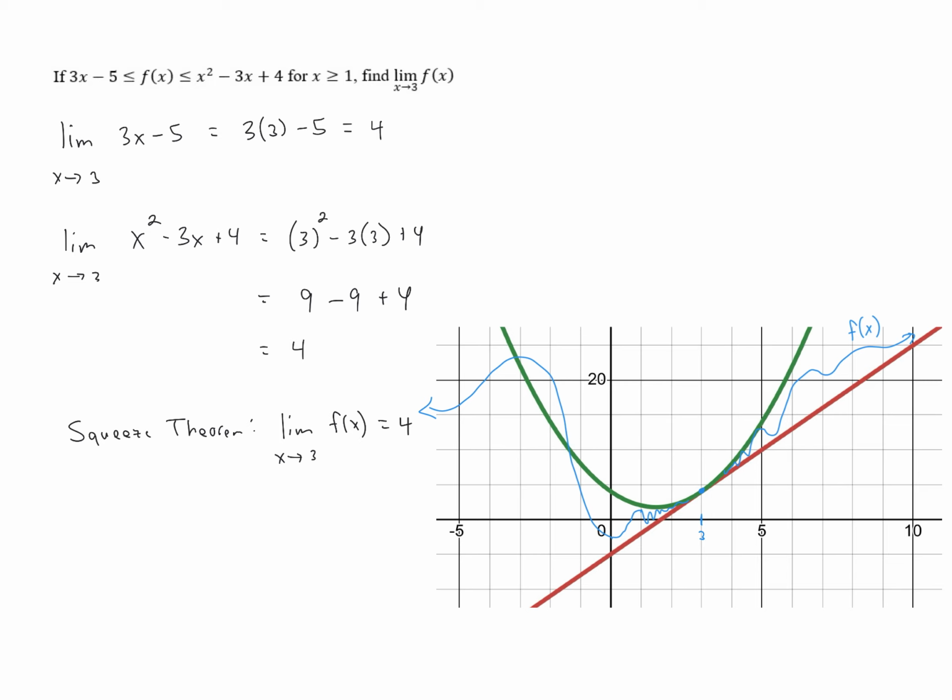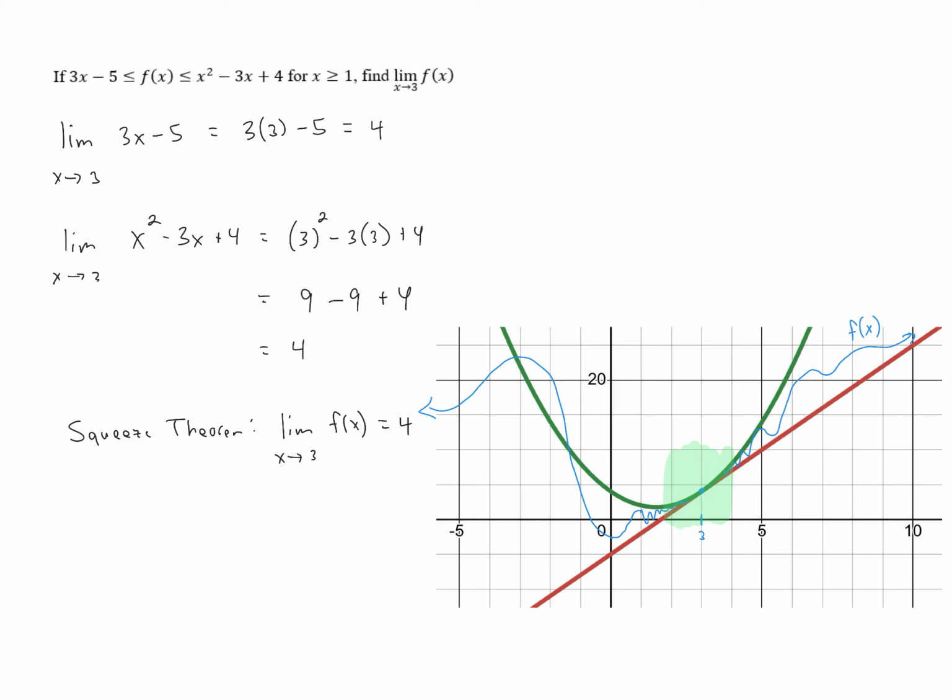And remember, we only care about what's happening near 3. So we only care about what's happening in here. And because in this neighborhood, our function f of x is sandwiched between these two, and because these two come together and have the same limit here, they're effectively squeezing f of x in between them and causing it to also have the same limit of 4. If you look at the scale on the y-axis, this is 5, 10, 15, 20. 4 is just underneath it, and you can see by the graph that limit is equal to 4.